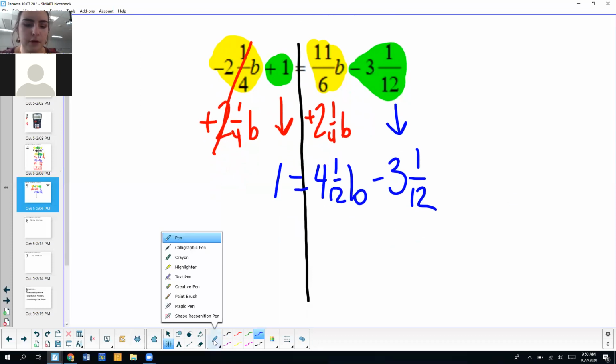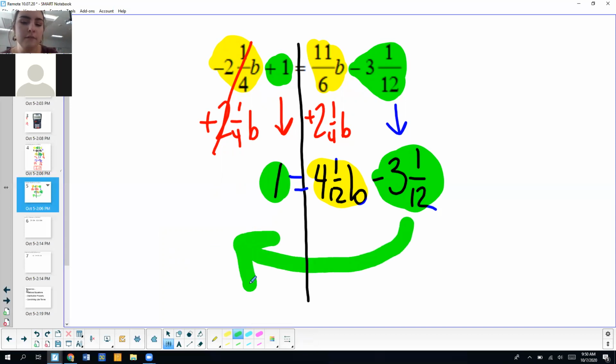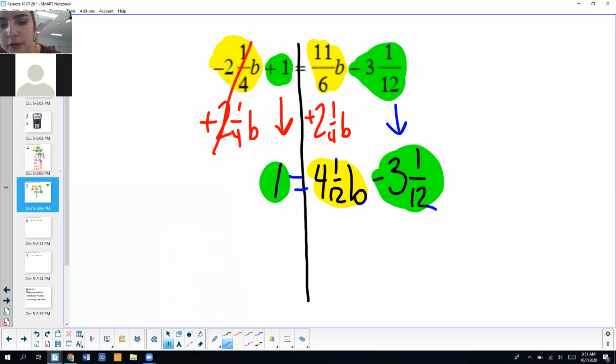All right. I'm going to take my highlighter again. I'm going to identify my variable terms and my constants. So I've got all of my variable terms, or my yellow ones, on the right side. And remember, our goal is to get all variables on one side, all constants on the other. So I'm going to move that negative 3 and 1/12 over to the left so I can have all of my variable terms by themselves. This is in purple. I'm going to add 3 and 1/12 to both sides so I can move that.